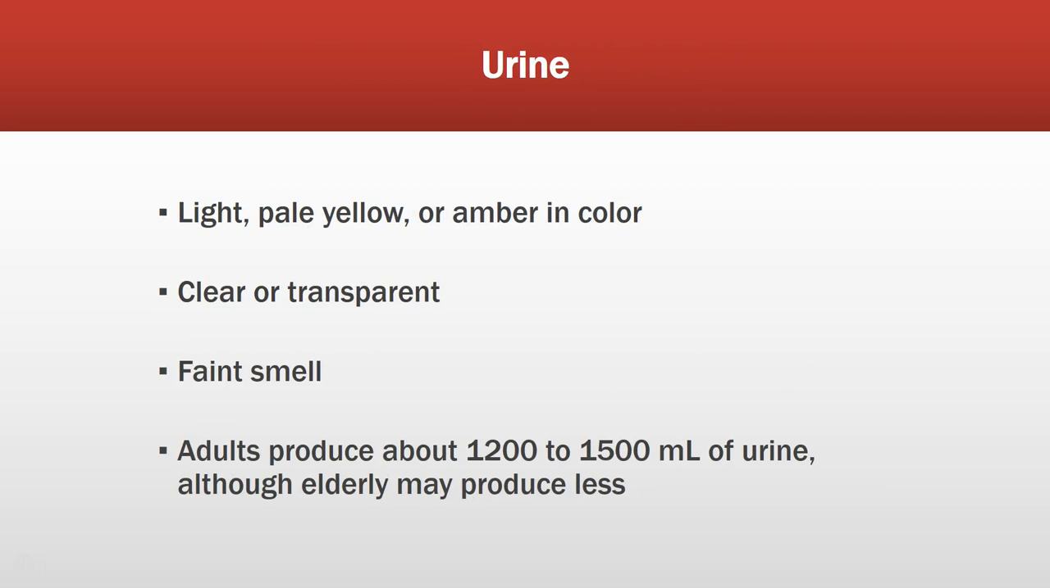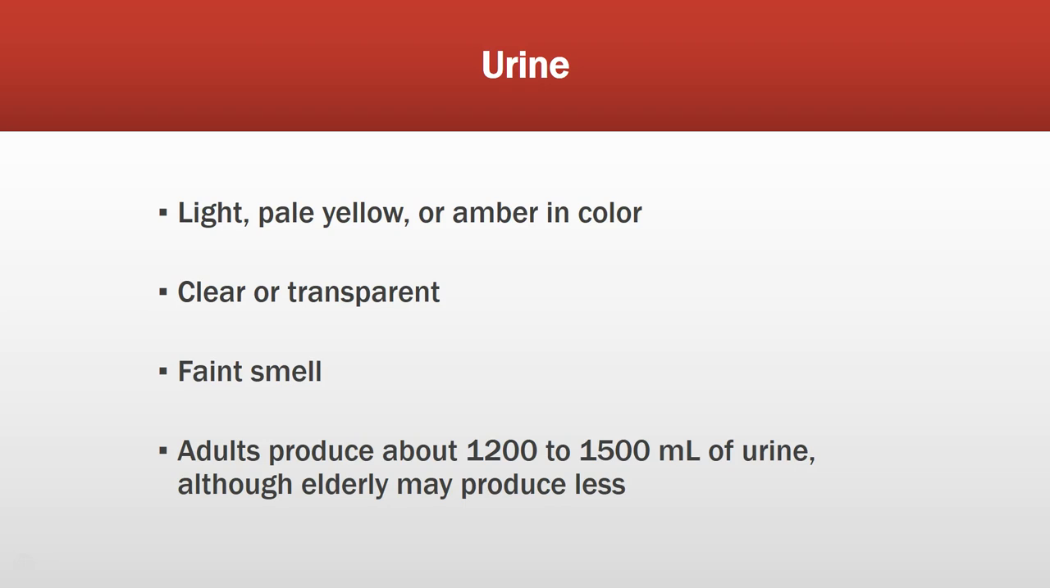Normal characteristics of urine are the following. I told you before it should be light, pale yellow. Slightly amber is a term we use. It should be amber in color and clear. Imagine looking through a clear cup filled with Mountain Dew. You should be able to see right through it. That's the same with normal urine.